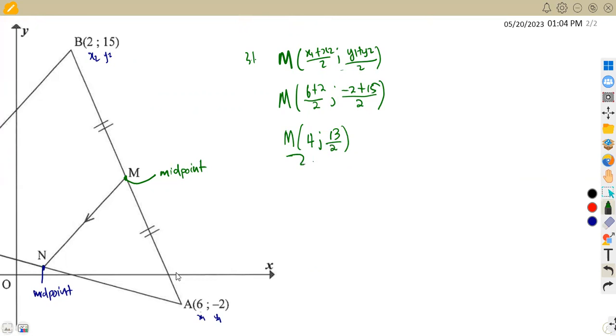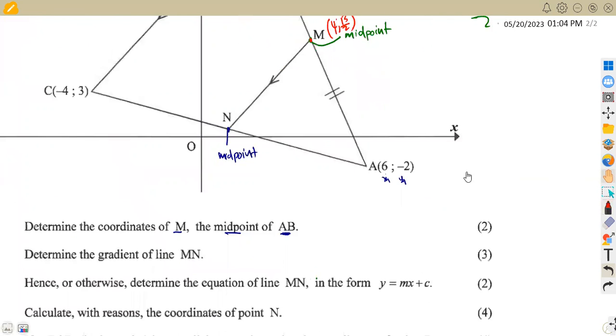So thus we got the midpoint here. This M is going to be (4; 13/2). Just in case we might need this point, just indicate. All right, so that's our question 3.1.